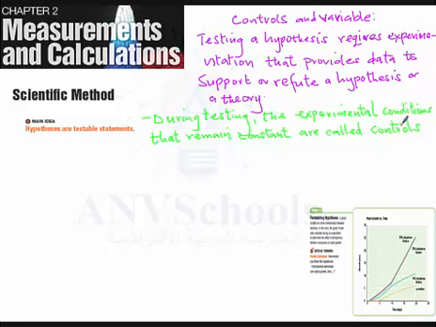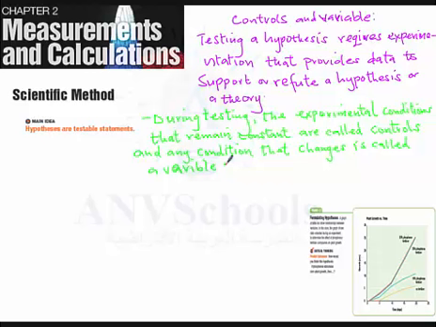And any condition that changes is called a variable. So any change observed is usually due to the effect of the variable. If the testing reveals that the predictions were not correct, the hypothesis on which the predictions were based must be discarded or modified.